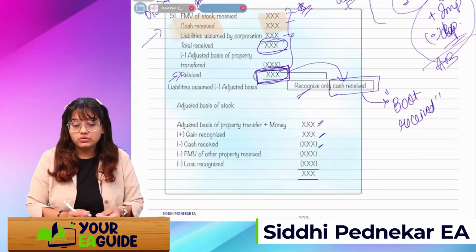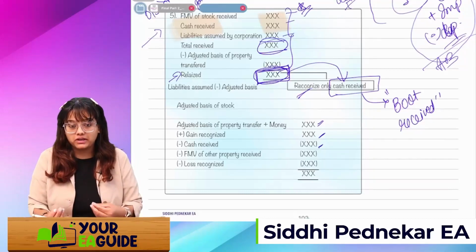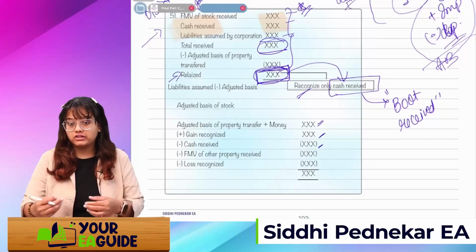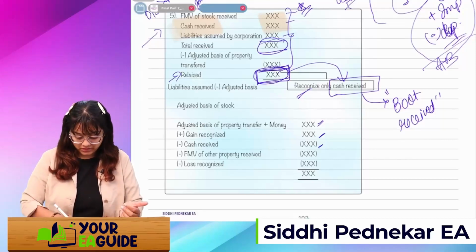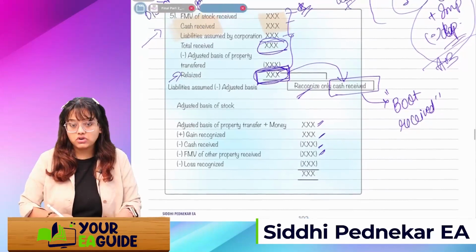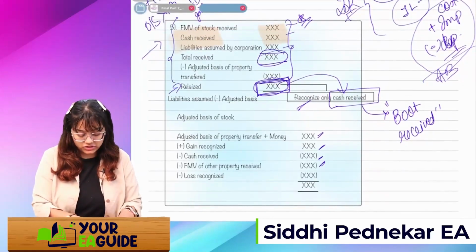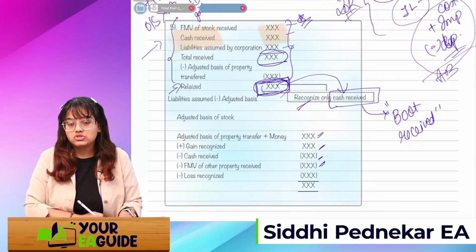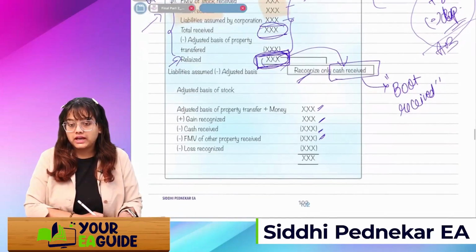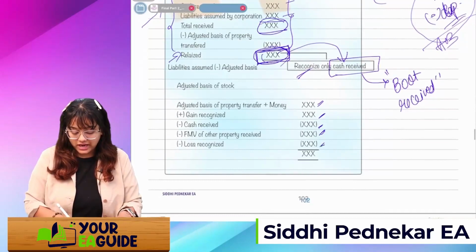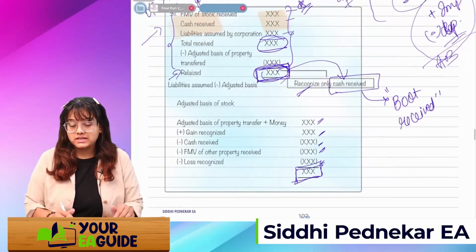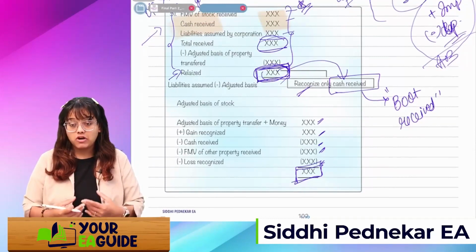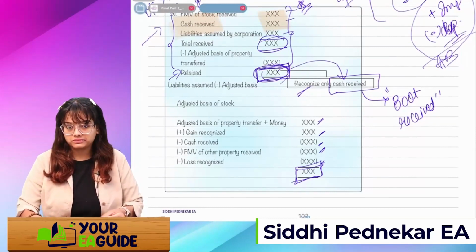I'll also reduce the FMV of any other property I am receiving. Instead of a gain, if there is a loss, then while doing this calculation, this figure might be negative. So whatever loss I have recognized, that also I'll reduce. This remaining figure will be considered as my basis, the adjusted basis of stock in the corporation.